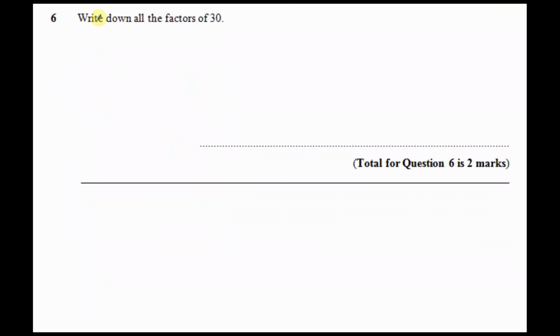Okay, question 6, it says write down all the factors of 30. Remember, a factor of a number is a number that divides exactly into this number here. So what numbers divide exactly into 30? A useful way to remember how to find all the factors is to do what's called a factor bug. So if I start with 30 in the middle there, that is 1 times 30.